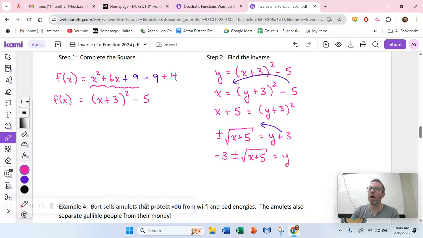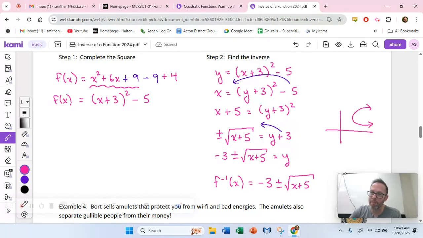And we got it. We used opposite operations. We added 5, we rooted, and then we took away 3. And our inverse of our original function, we would write it as -3 plus or minus the root of x plus 5. And we understand that its graph would be a sideways parabola, something like that.